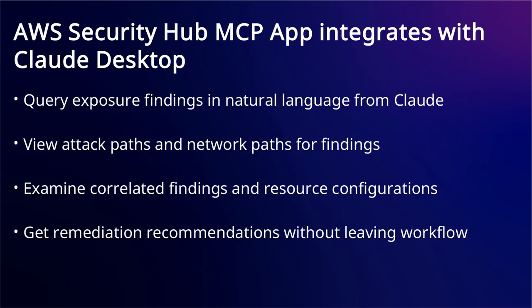You can examine correlated findings and resource configurations to see the full scope of security issues across your infrastructure. You can get remediation recommendations immediately within the same conversation, enabling faster response. The MCP server runs locally using your existing AWS credentials with read-only access, ensuring no changes are made to your environment. This integration is available at no additional cost in all AWS commercial regions that support Security Hub.